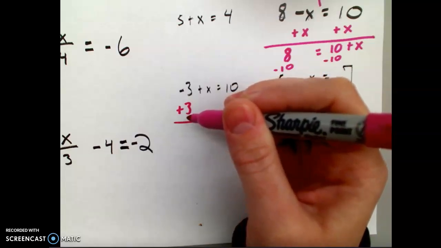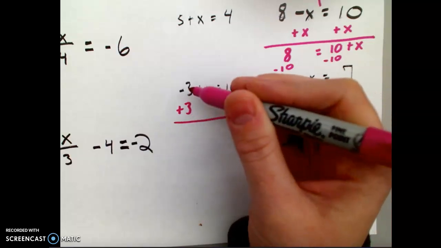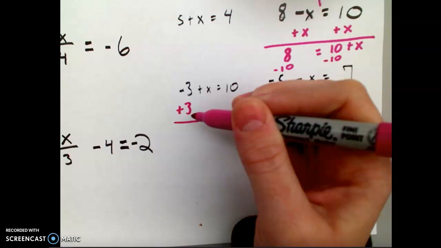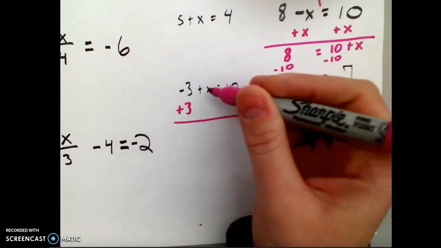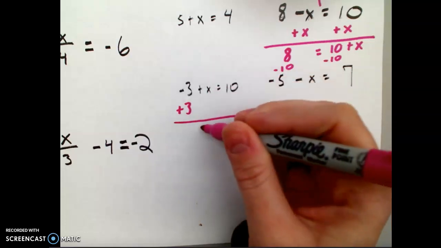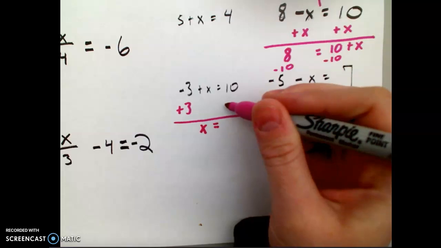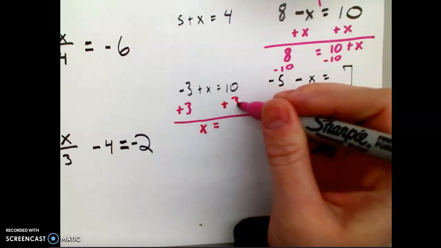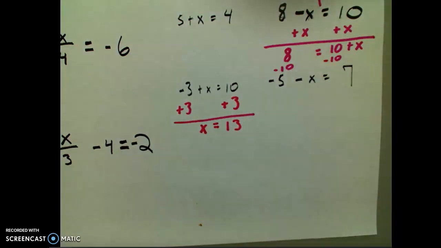That would actually give us a negative 6. We don't want to do that. We want a negative and a positive so that they can cancel out and be 0. And since x is already positive, I can just bring it down, make sure to do the same thing to both sides, and get 13. Voila!